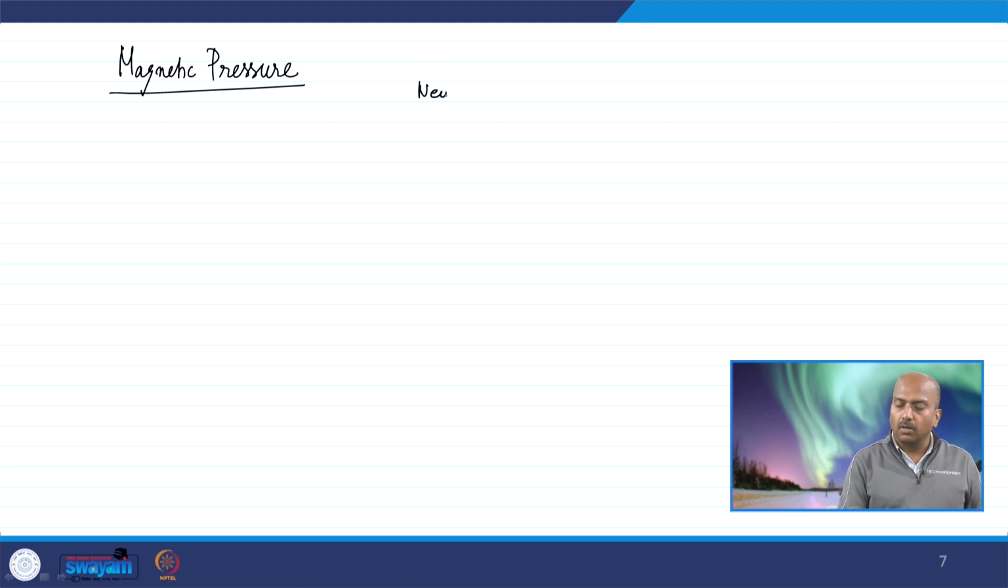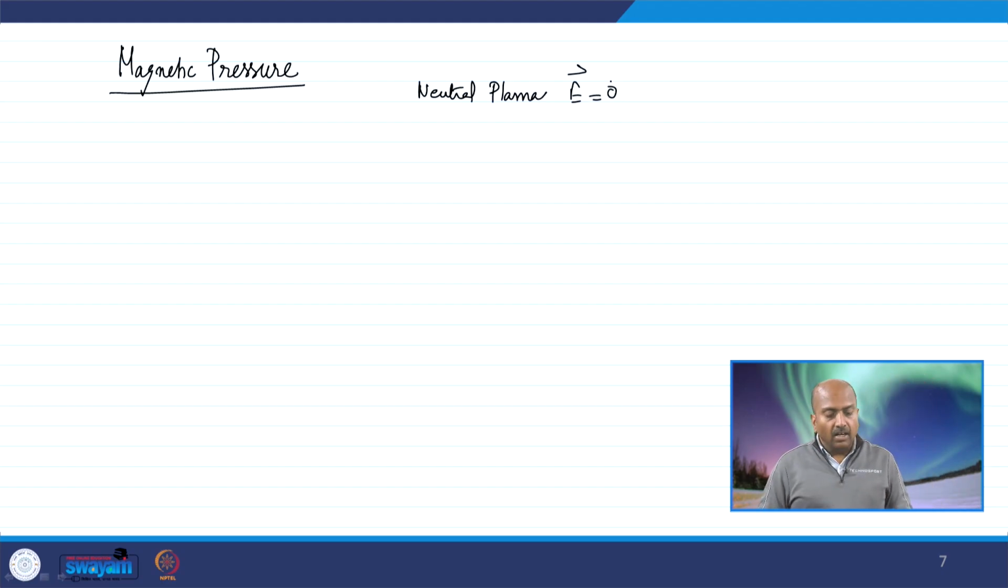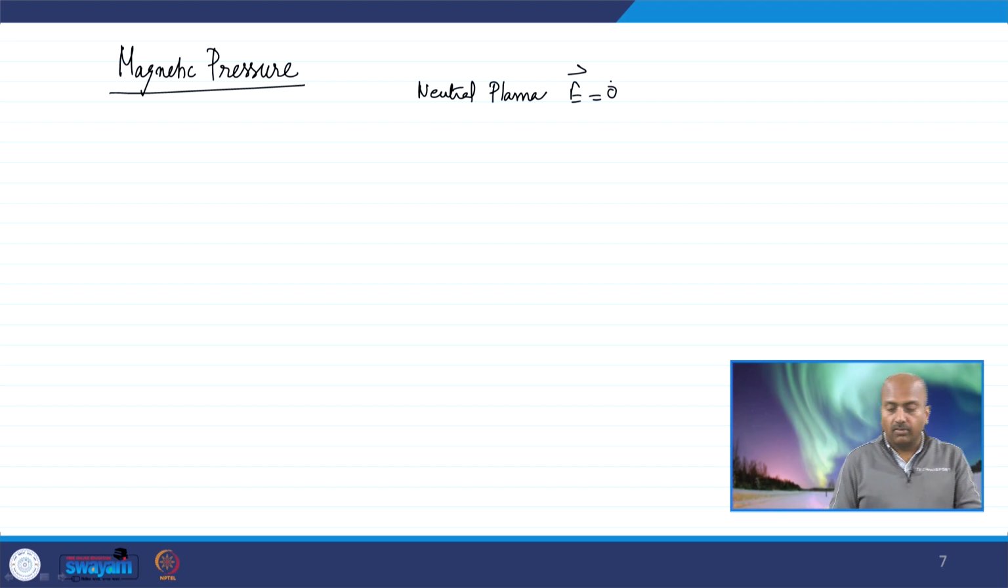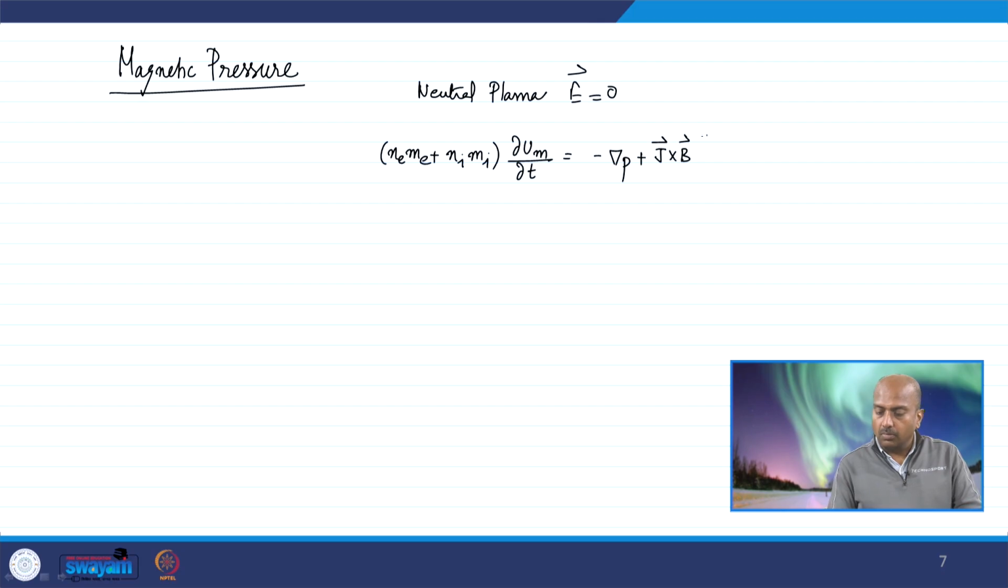Let us consider a simple or neutral plasma in which the electric field is taken to be 0. If we consider the ideal MHD equations under the steady state, or in equilibrium, we can pull the momentum equation that we have derived just now: (Ne Me plus Ni Mi) times dou u by dou t is equal to minus del p plus J cross B. J is the current density, B is the magnetic field, P is the pressure term, right?